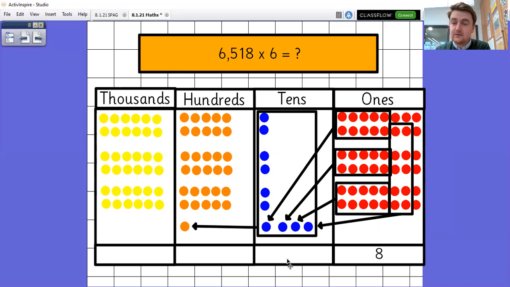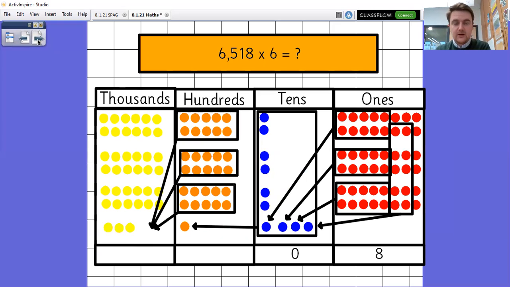Now I can't fit 10 in the 10s column, so that's going to have to be a 0. 10 10s is the same as 100, so I'm going to exchange that for 100. With my hundreds, I've got 31 hundreds. Now I can't have that in the hundreds column, so I know that 30 hundreds is the same as 3,000s. So I'm going to exchange that, and that leaves me with 100.